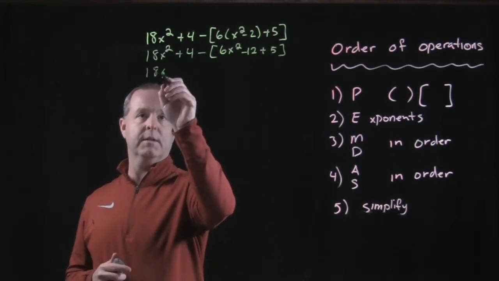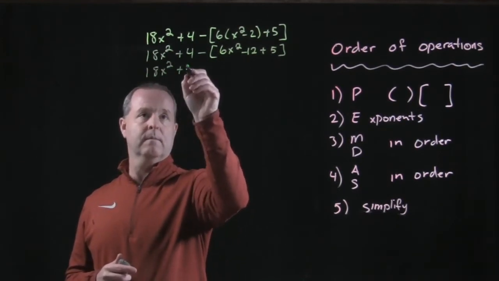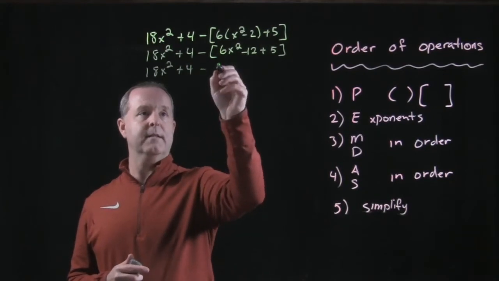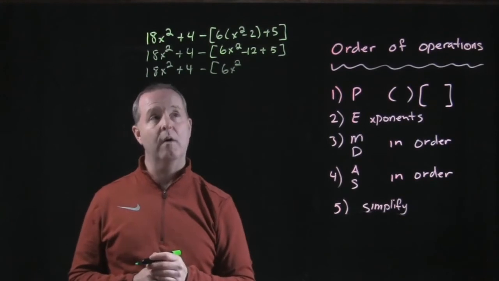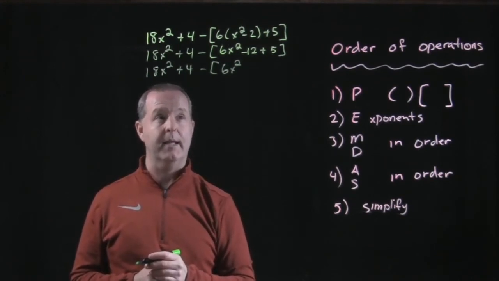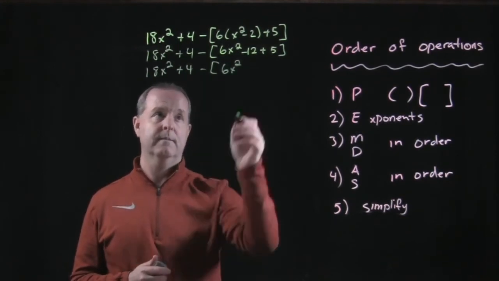I still have some work to do within those parentheses. It becomes a 6x squared, a minus 12 plus a 5 gives me a negative 7.